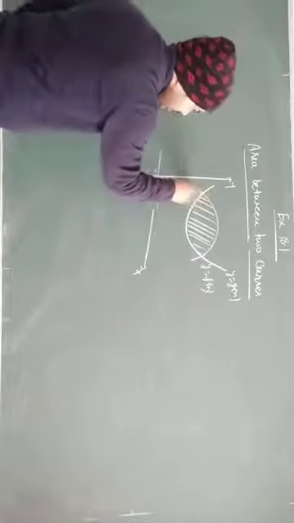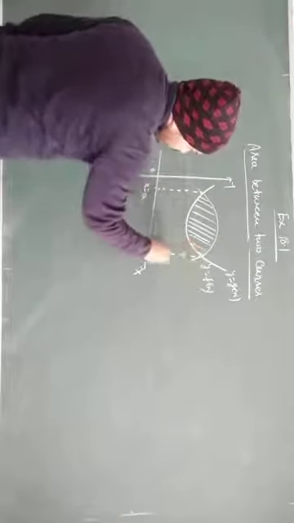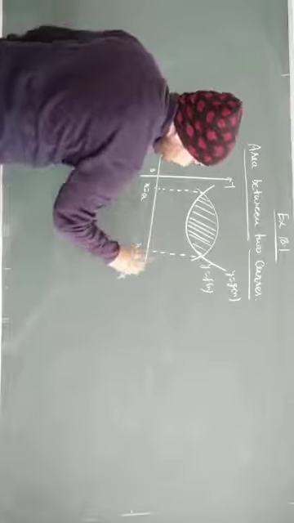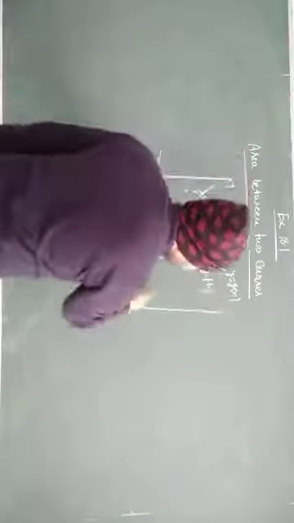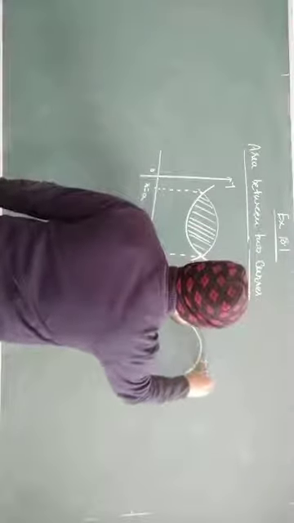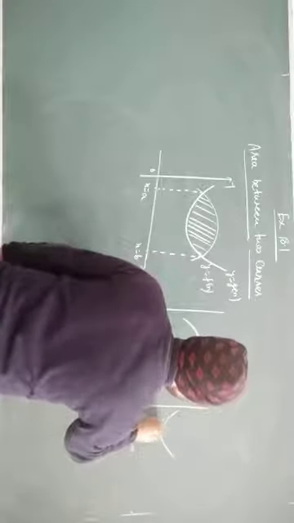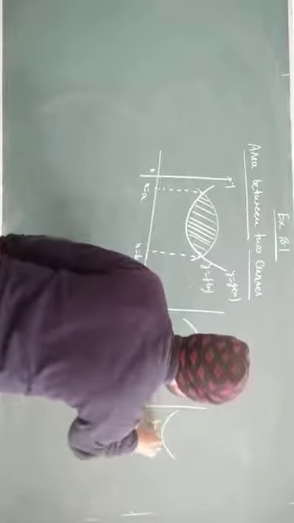Within the limit x is equal to a to x is equal to b. How will this case arise? First case, this one is the curve y equal to fx, and another case, this curve y equal to gx.